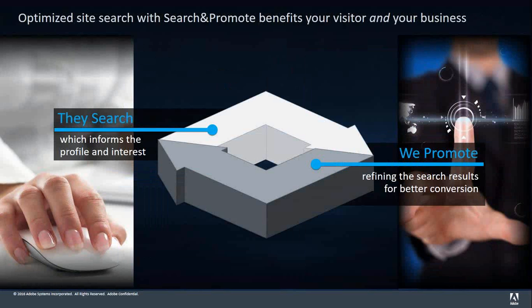So why is the product called Search and Promote? Basically because the client searches for information and we can get the profile or the type of client that we have, what the interests of the client are, and then Search and Promote, that's the part of the promotion.